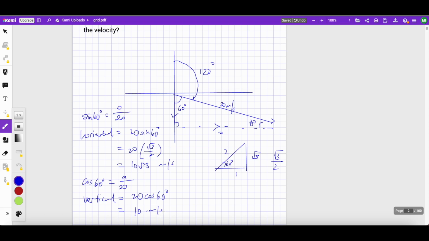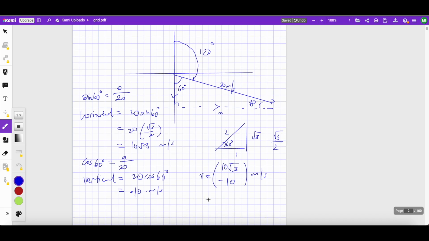But the problem is that for a vector quantity, there is direction, and in this case the vertical is not going up, so 10 meters may be quite confusing. You may think it's going upwards, but actually it's going downwards, so we're going to put negative instead. Therefore our velocity broken into the horizontal and vertical components would be 10 root 3 and minus 10 meters per second.